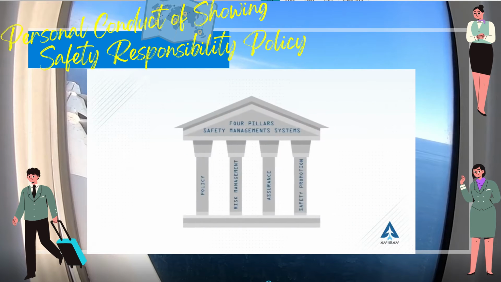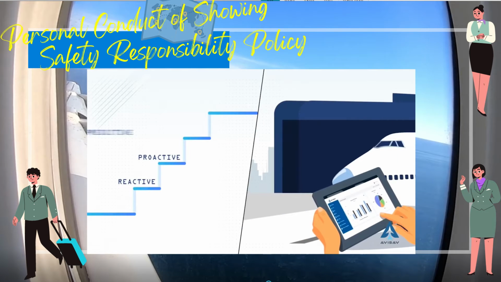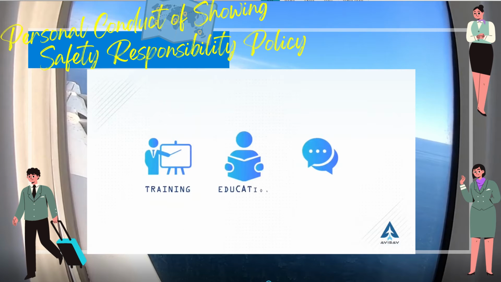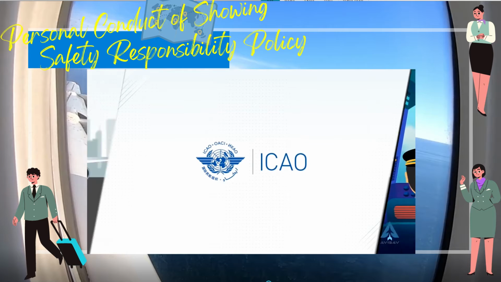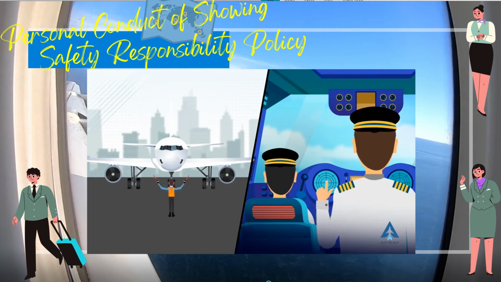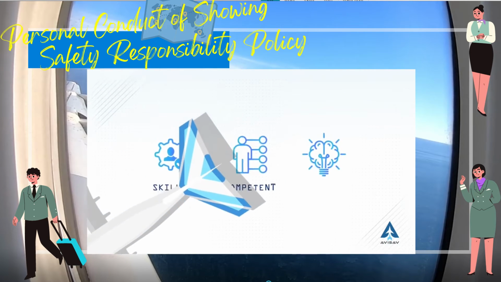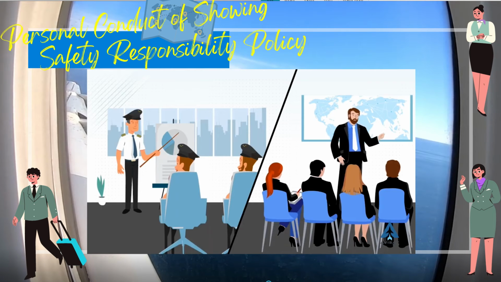The last SMS pillar, safety promotion, is based on changing safety insights. Safety promotion is all about improving safety all across the aviation spectrum through training, education, and communication. According to the ICAO, training programs are crucial for providing comprehensive SMS training for aviation personnel. The goal is to shape staff who are skilled, competent, and knowledgeable enough to perform their SMS duties with confidence. Training and education differ from organisation to organisation and from worker to worker.